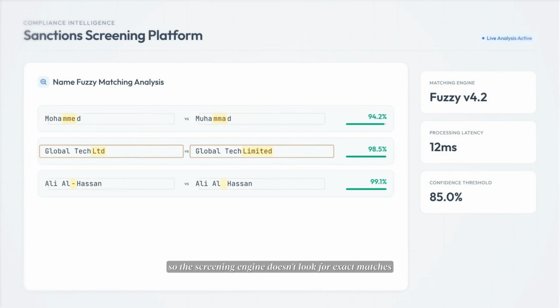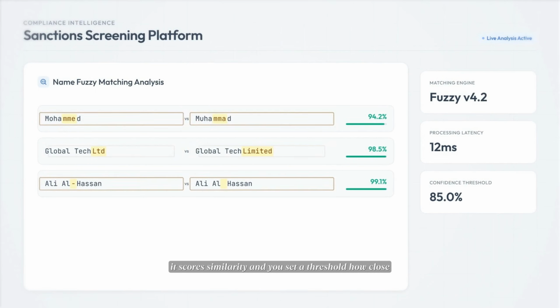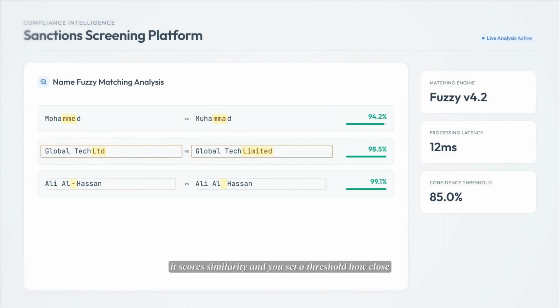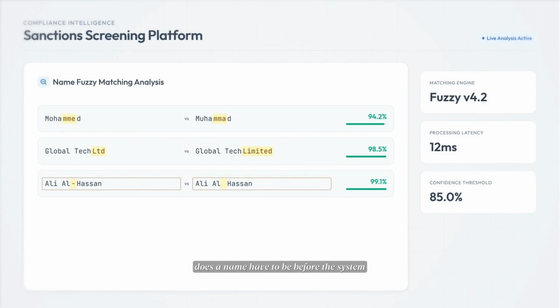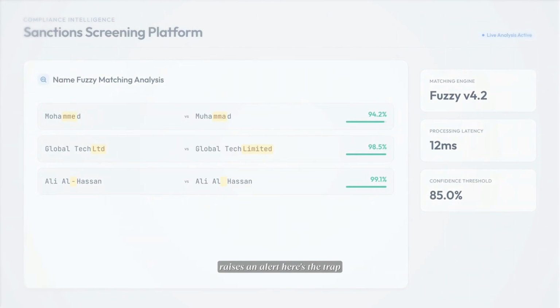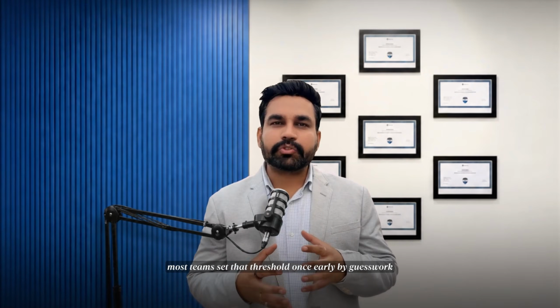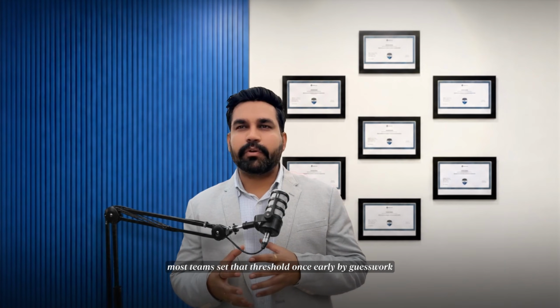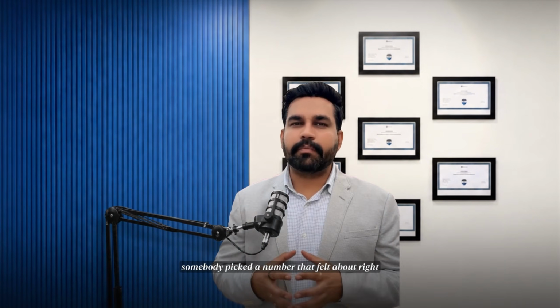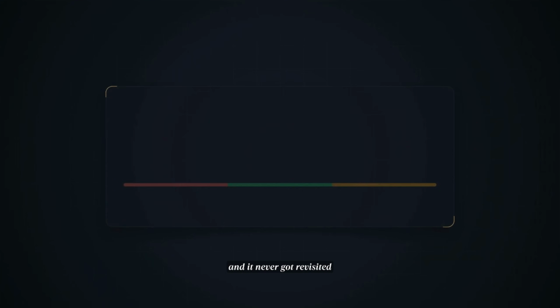So the screening engine doesn't look for exact matches. It scores similarity. And you set a threshold. How close does a name have to be before the system raises an alert? Here's the trap. Most teams set that threshold once, early, by guesswork. Somebody picked a number that felt about right, and it never got revisited.